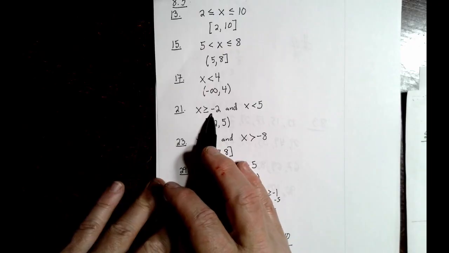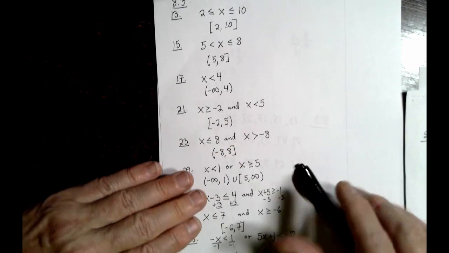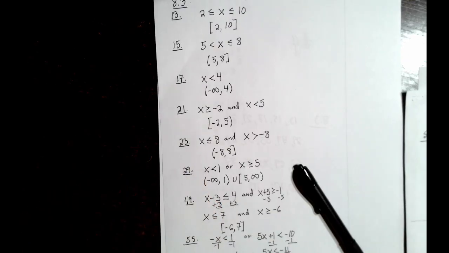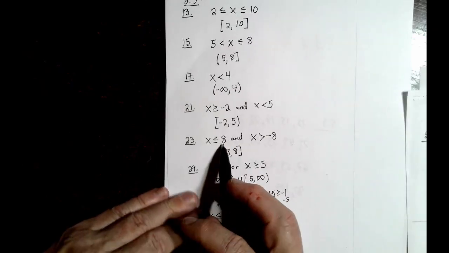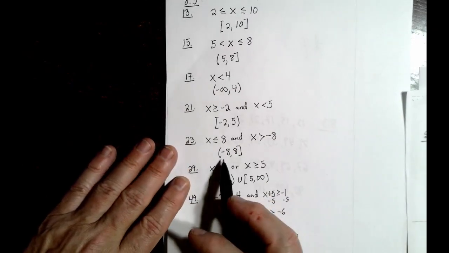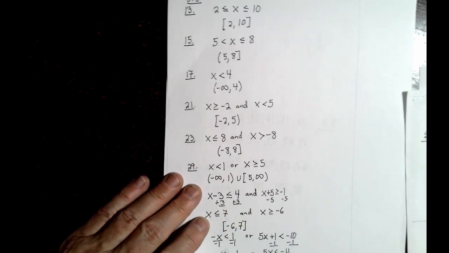One line says greater than or equal to minus 2, another line says less than 5, and then you imagine you're putting the two lines on top of each other and ask where do they overlap, and they overlap here. Okay. Less than or equal to 8, greater than negative 8, so negative 8 to 8, but you're including 8 and you're not including negative 8.